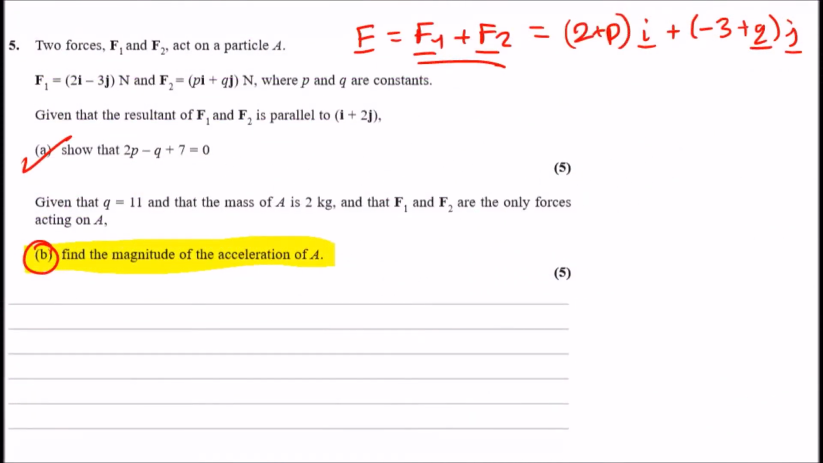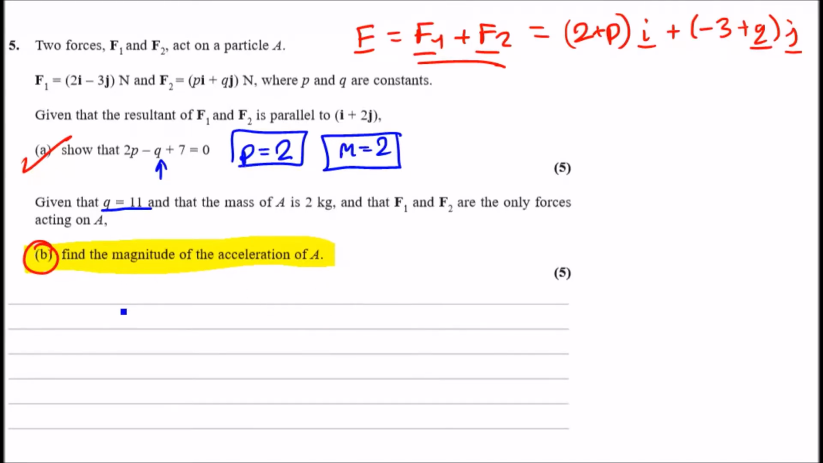Okay guys, part B. So given that Q equals 11, instantly plug in 11 here and you should get the value of P to be 2. So P is 2, Q is 11. And that the mass of A is 2 kg, so M is 2 of the particle A. And that F1 and F2 are the only forces acting on A. Find the magnitude of acceleration A.